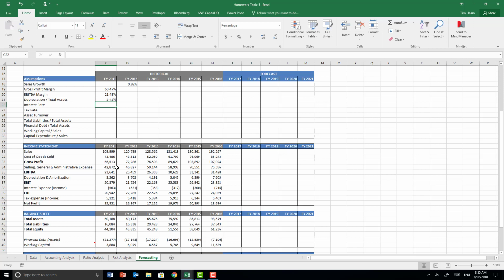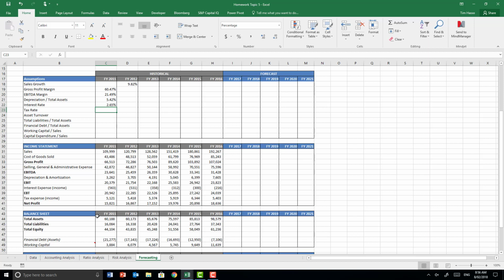We then have our interest rate, and our interest rate is equal to our interest expense divided by our financial debt. And again, in H&M's case, it's actually income and financial assets, but it still will give us the interest that they're earning instead of the interest that they're paying.